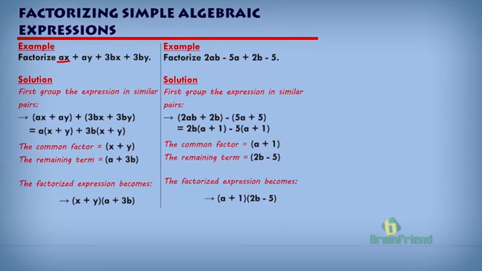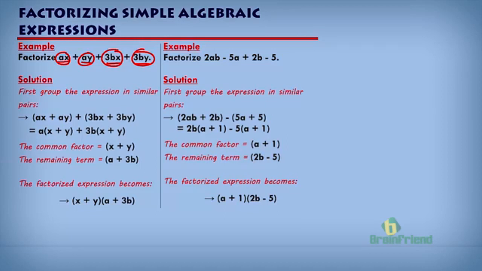ax plus ay plus 3bx plus 3by. We've been asked to factorize this expression. How many terms do we have in this expression? Let's check. We have 1 term, 2 terms, 3 terms, and we have 4 terms. Okay? So in this case, we need to first group our expressions in similar pairs. Group your expression in similar pairs to make it, okay, easier for us to see, and then we'll know how to go about factorizing it.